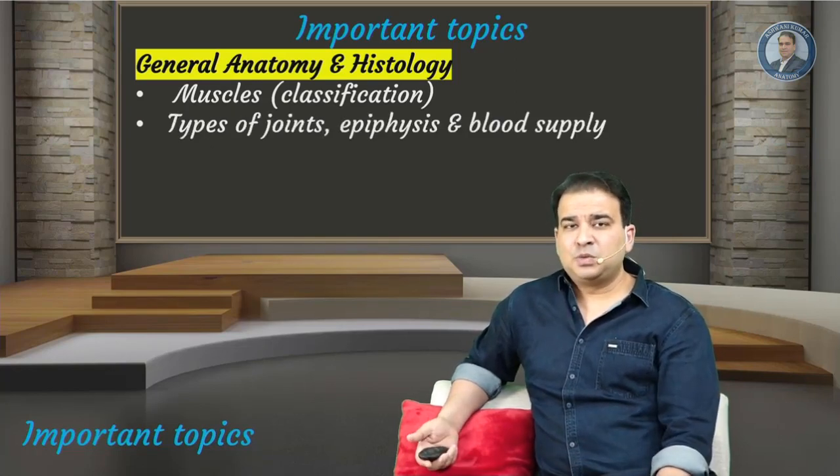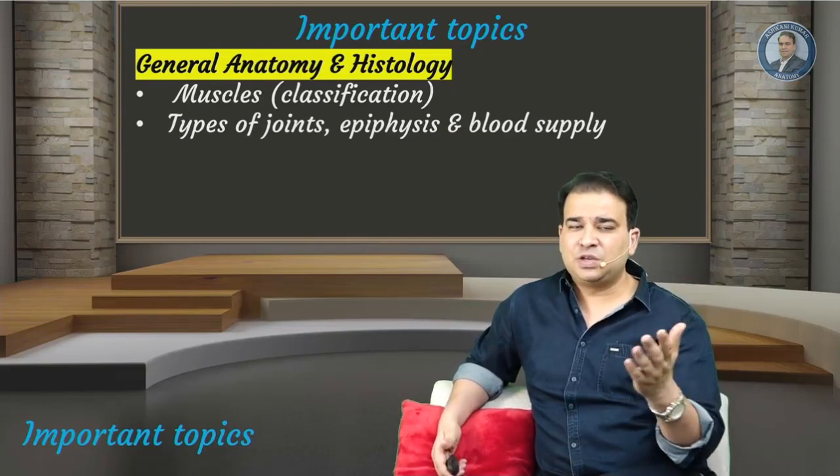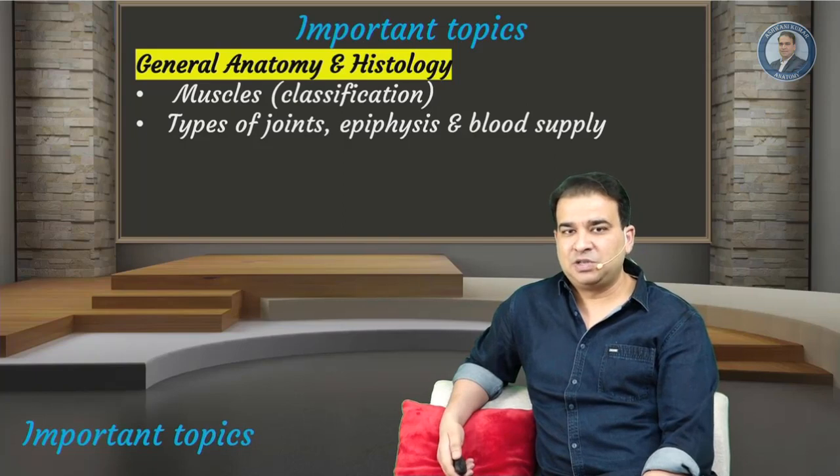Also, the topics which have always been important, if you take the paper of even the 1990s, you'll find these questions are always asked, like types of joint, epiphysis, blood supply of a long bone. You just cannot afford to miss these topics from the general part.